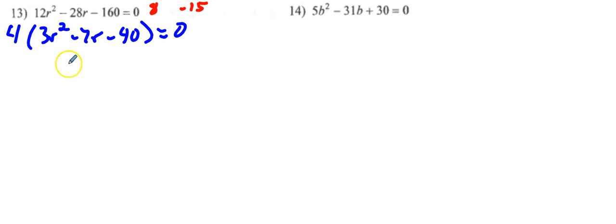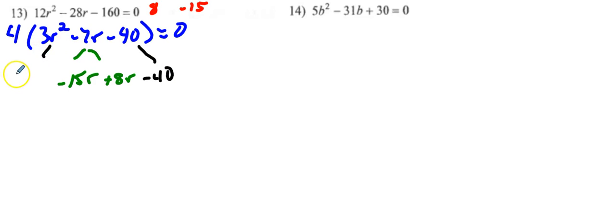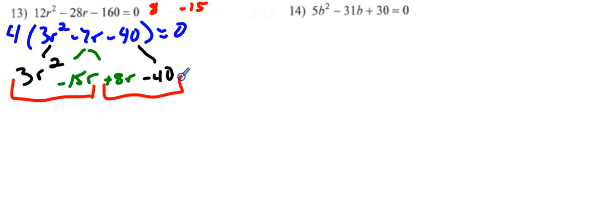Let's keep working then. So we're going to split negative 7r into negative 15r plus 8r. You add those together, you get back to negative 7. Bring down the negative 40. Bring down the 3r squared. And now let's group and take out GCFs.